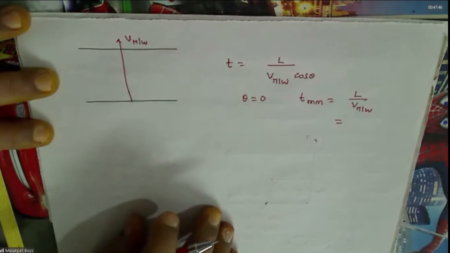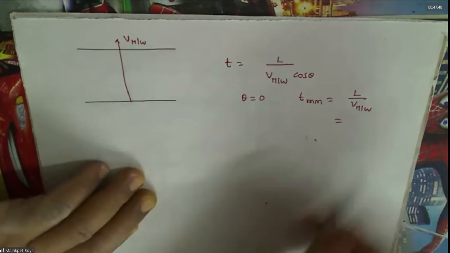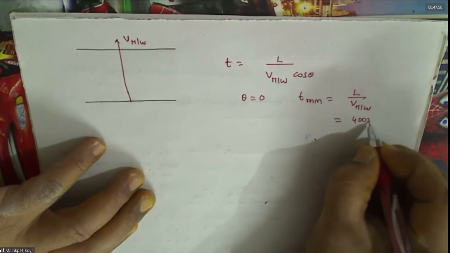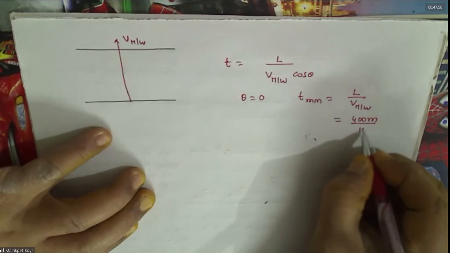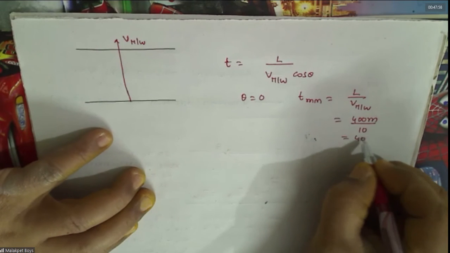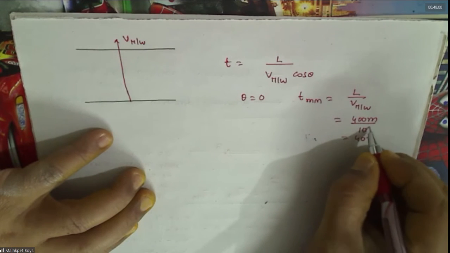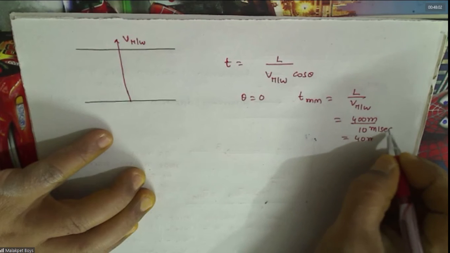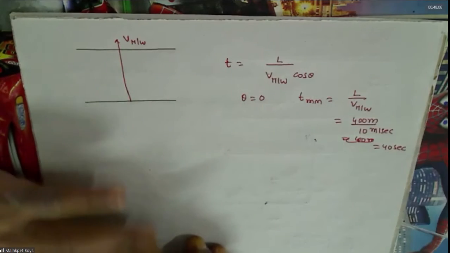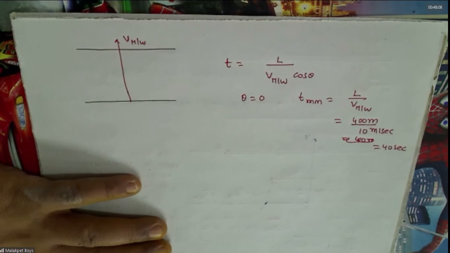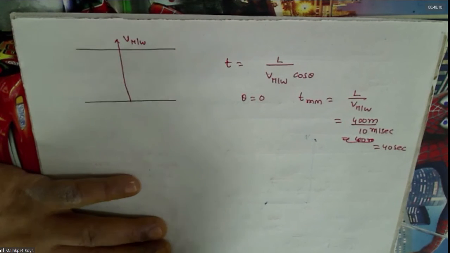He gave the width of the river. How much is that? 400 meters. And the velocity of man with respect to water is 10. So that comes to 40 seconds. This is the minimum time. You got this? Clear? Yes, sir.